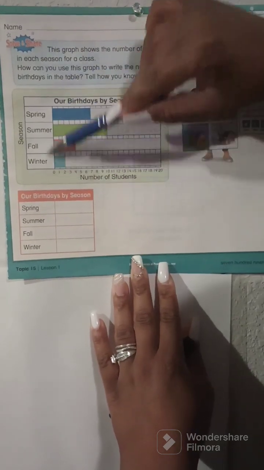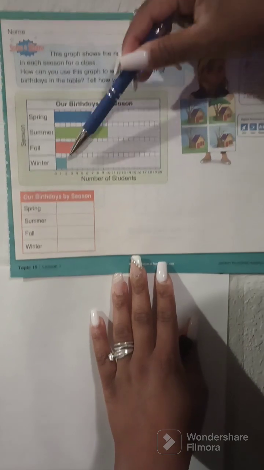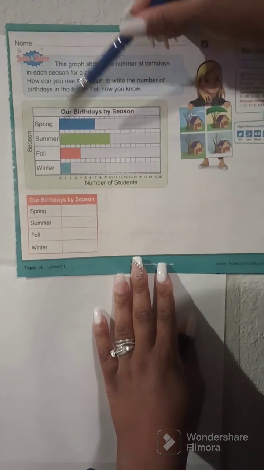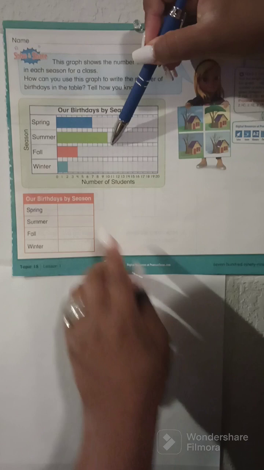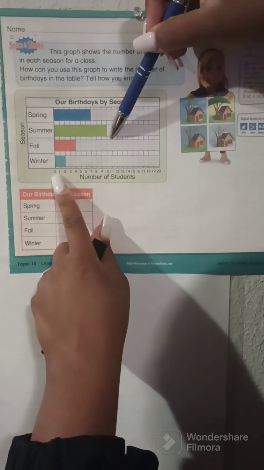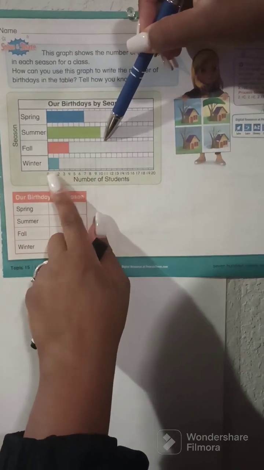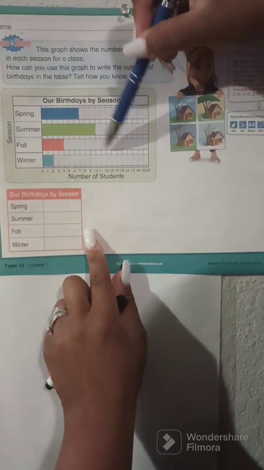Okay, at the top, we have our title of the graph, our birthdays by season. We have our seasons on the side here, and we have the number of students there. Each season has its own particular color, and it's shaded in. It's very important when we're looking at graphs to make sure that the numbers aren't skip counting, because sometimes they could be skip counted down here and not going by one.